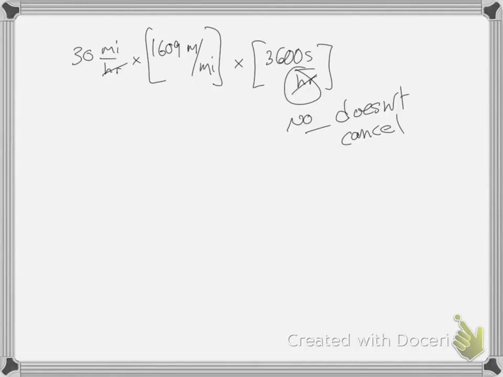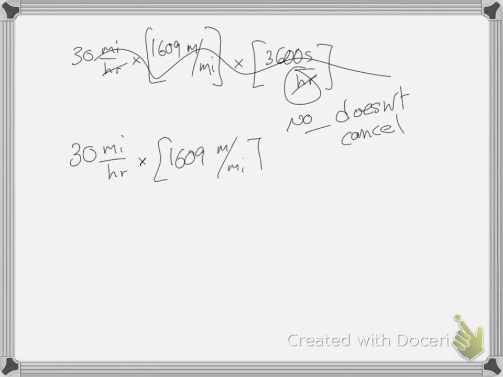If 3,600 seconds is an hour, then 1 hour is 3,600 seconds. So it's 30 miles per hour times 1,609 meters per mile times 1 hour over 3,600 seconds. So what did I do? I looked at it and said, oh, the units don't cancel. I must either have the wrong conversion factor or just turn it upside down. There's 1 hour and 3,600 seconds. And now the hours on the bottom cancel with the hours on the top, the miles on the bottom cancel with the miles on the top, and what we're left with is meters on the top, seconds on the bottom.